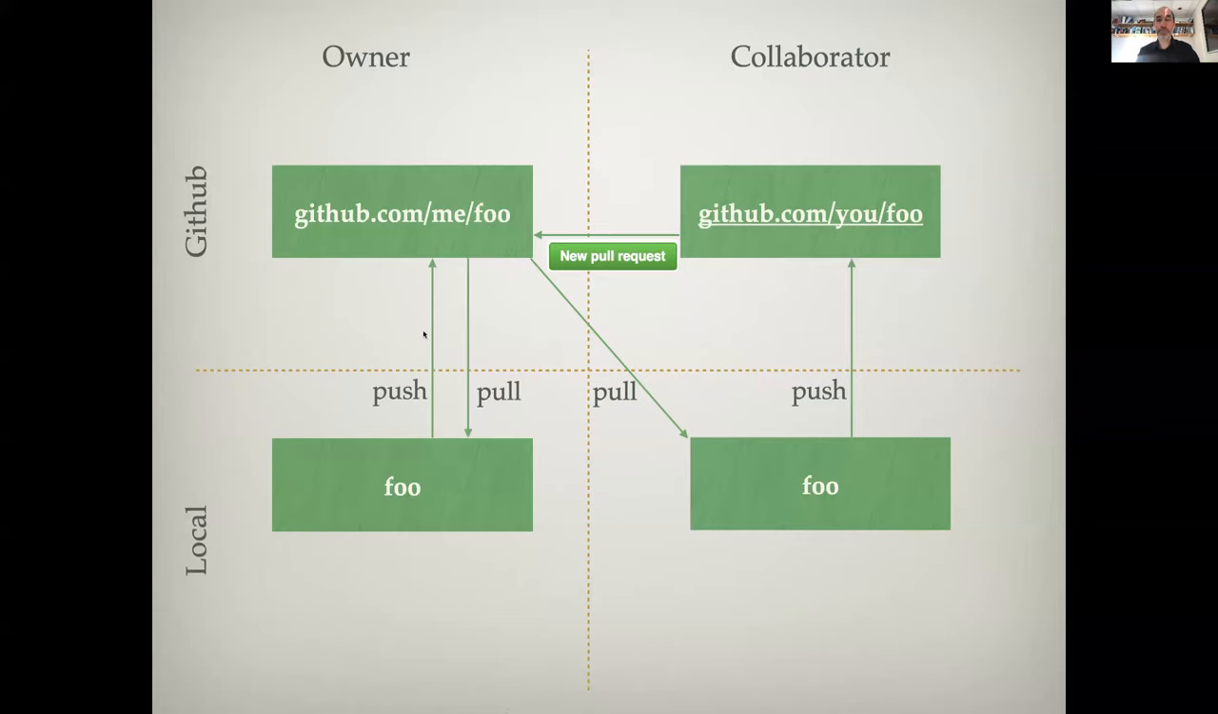So the normal workflow for the owner is, you pull down the latest changes, you add new things, and you push those back up. And the workflow for the collaborator is you pull down the changes, you do work, you push them to your version, and then when you're ready, you submit a pull request to get those pulled in.